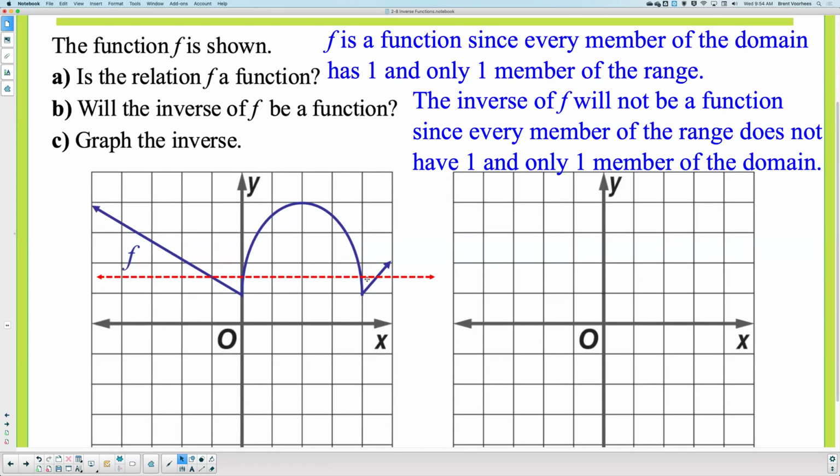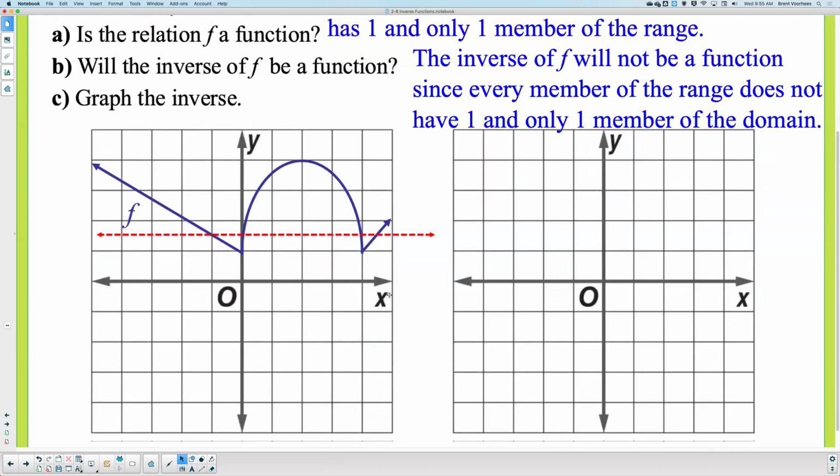Now we're going to graph the inverse. This would be called an inverse relation. The way you would do that is you would just switch x and y. You'd find some points. So I'm going to try to find the best points possible. I have this point here, which would be (0, 1). The inverse for that would be at (1, 0). Right there, (1, 0). I just switch my x and y's.